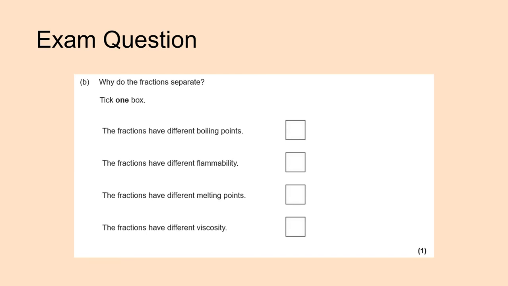Here's the next part of the question. Pause the video and decide which box you would tick. So the answer is that fractions have different boiling points. As discussed on the previous slide, the vapour will condense to a liquid when it reaches its boiling point. As the temperature changes as you go up the column, different vapours will condense at different levels, which are called fractions. So we separate fractions using their boiling points.